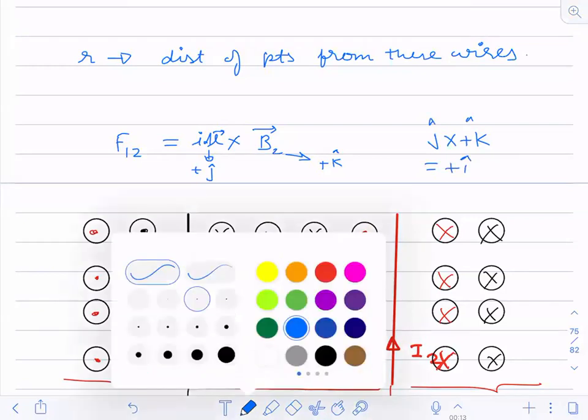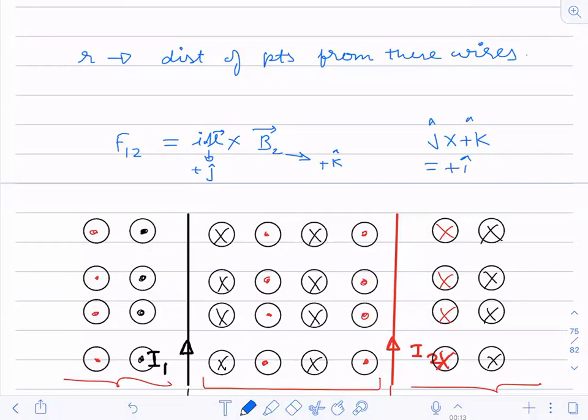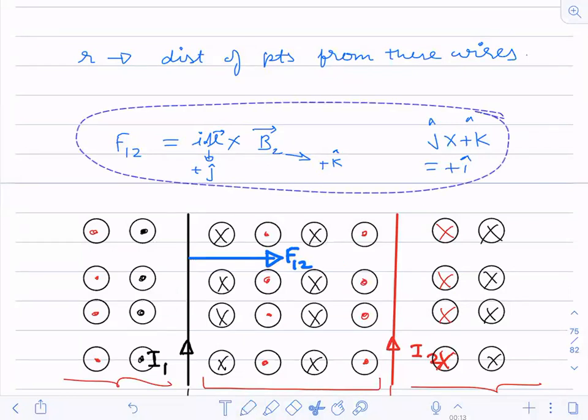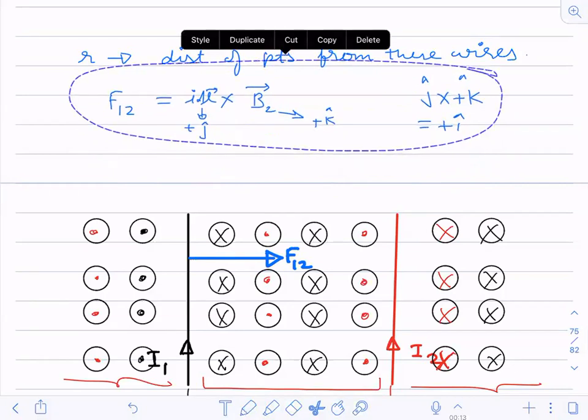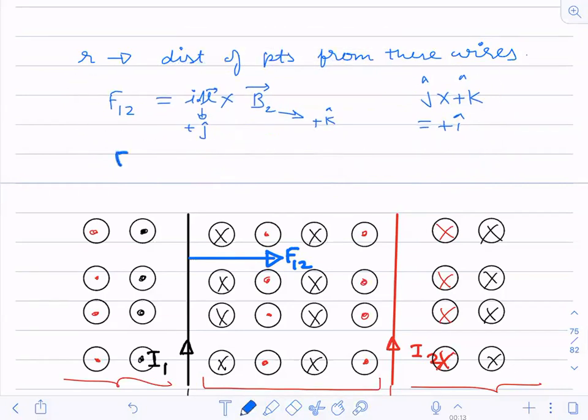So the direction of force on this wire is along this. This is the direction of F12. Similarly, we will find out the direction of F21 also. Let us do it for F21 also.